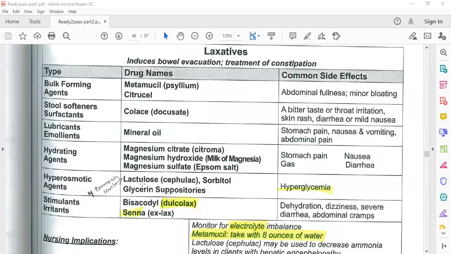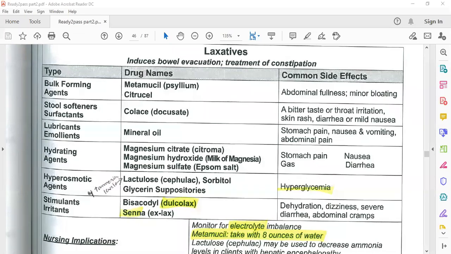But lactulose has some side effects. It causes GI upset, or electrolyte imbalance, meaning sodium and potassium imbalance, or it can cause hyperglycemia, right? If the patient is diabetic, you have to tell them to check the blood sugar level, or they have to adjust the insulin or oral hypoglycemic agent.